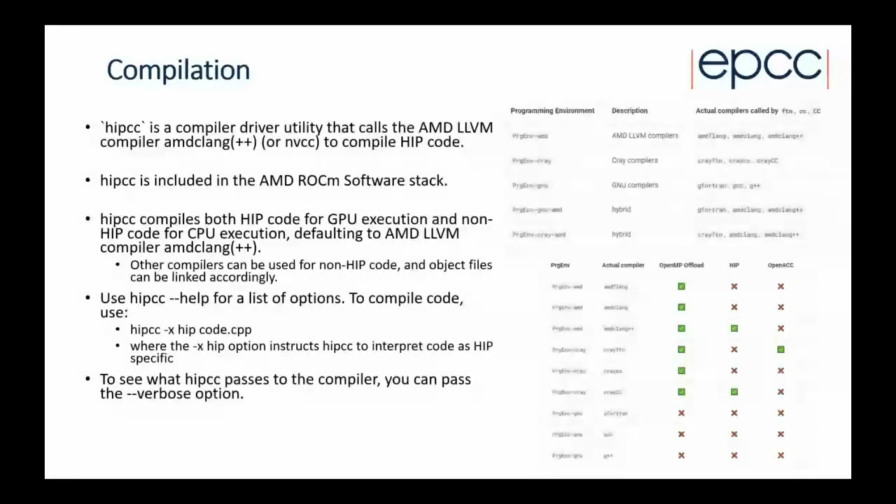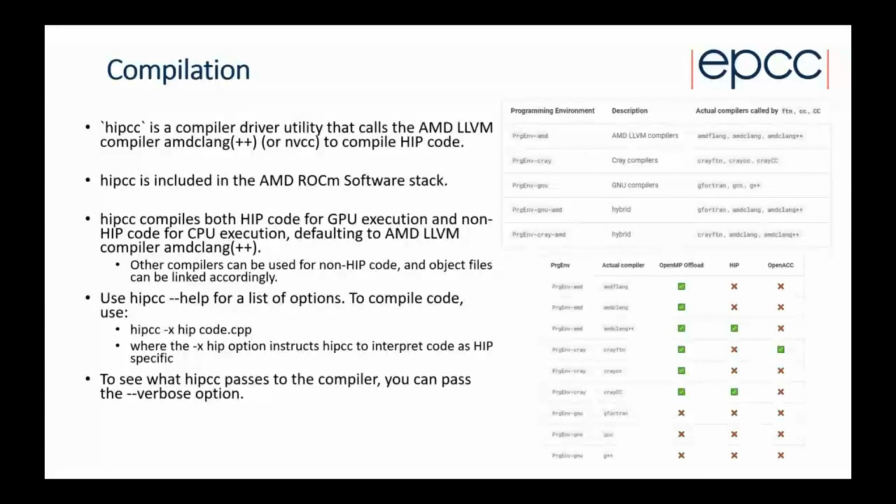These compilers are all available on Archer 2, and we'll talk a little bit about the modules we need to load in a minute. To use HIPCC, you can use hipcc -help for a list of options to compile the code. The main thing we're going to focus on is things like hipcc -x hip code, where the -x hip option instructs hipcc to interpret the code as HIP-specific code, therefore we're targeting AMD devices. You can make different decisions there. If you want to see what hipcc passes into the compiler, you can use the -verbose option. This is very valuable to really understand what it's unpacking underneath.